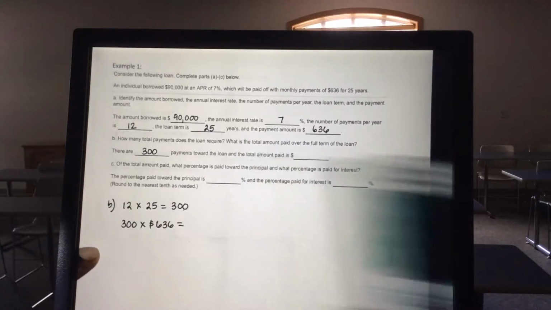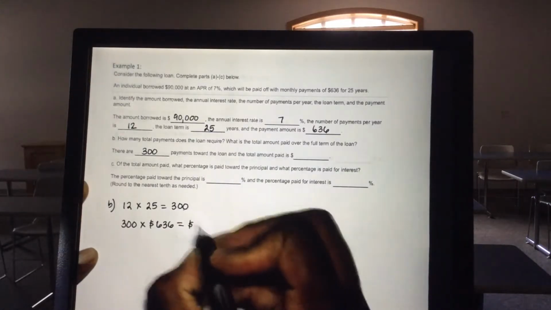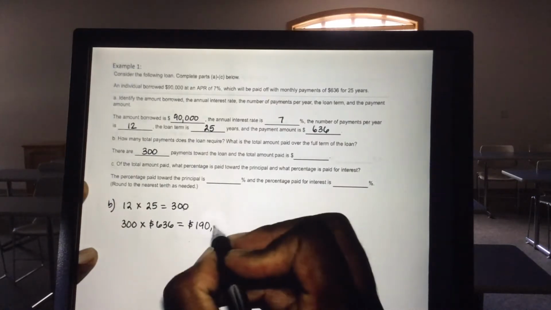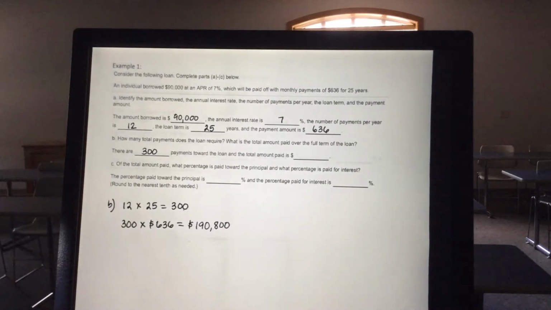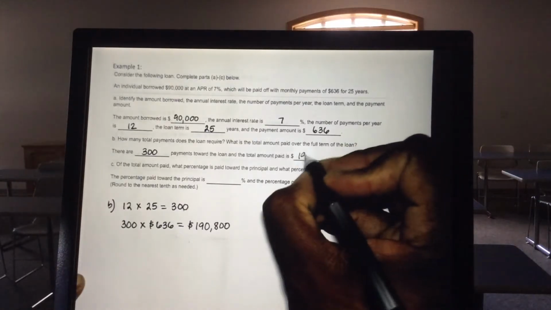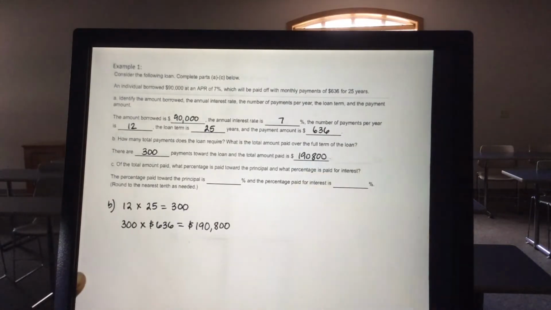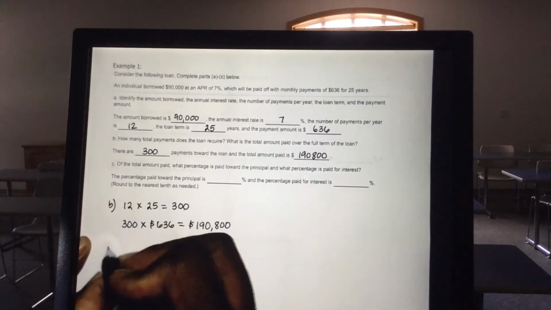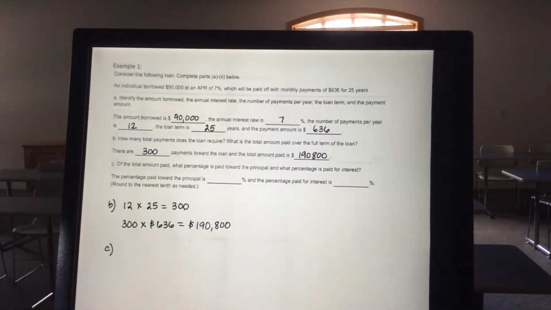$190,800. So that means this person will be paying $190,800 over 300 months for a $90,000 loan at 7%. Okay. So I'll go ahead and fill in that amount. Now Part C. Of the total amount paid, what percentage is paid toward the principal and what percentage is paid for interest?